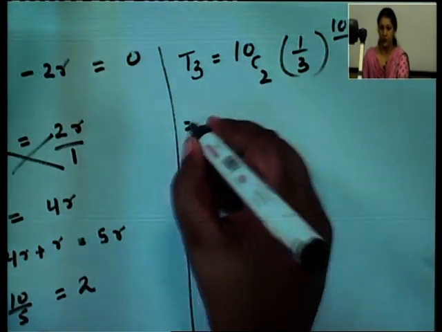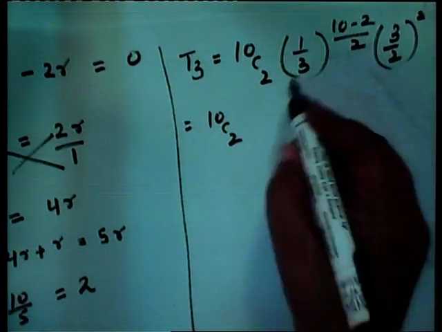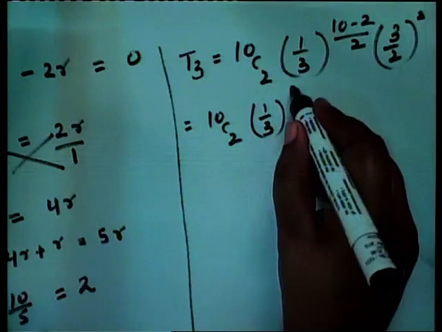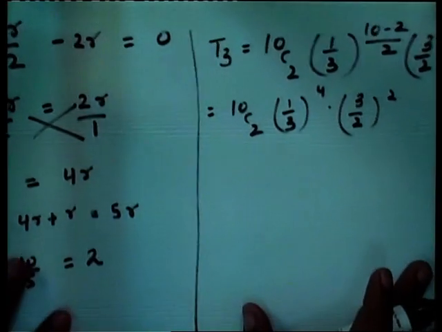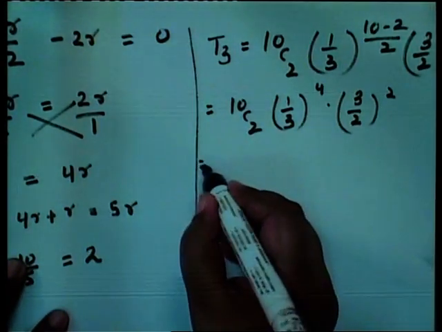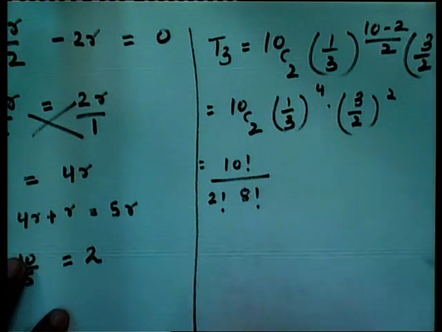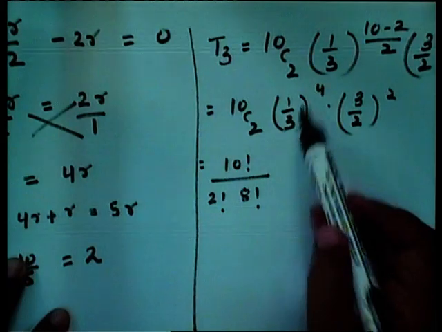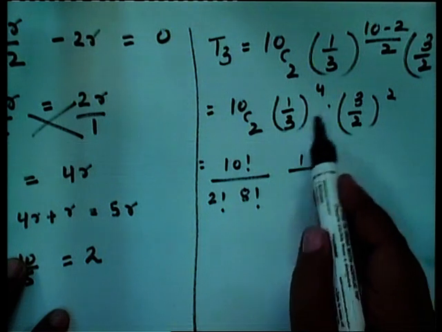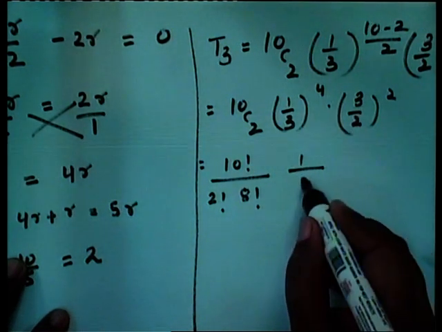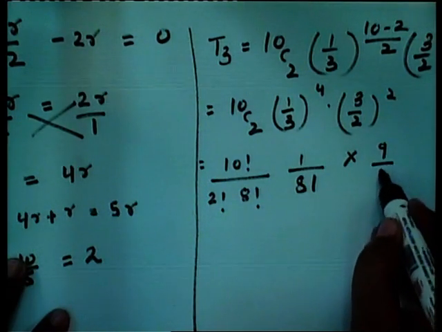So, this will be equal to 10C2. Now, 10 minus 2 is 8, 8 upon 2 is 4. So, (1 upon 3) raised to power 4 into (3 upon 2) squared. So, 10C2 is 10 factorial upon 2 factorial into 8 factorial. (1 upon 3) raised to power 4 means 3 into 3 into 3 into 3, 4 times. So, it will turn out to be 81. Now, (3 upon 2) whole square will be 9 upon 4.